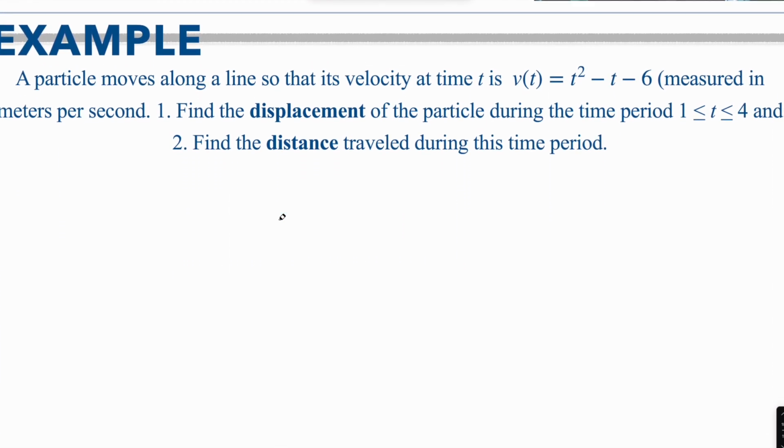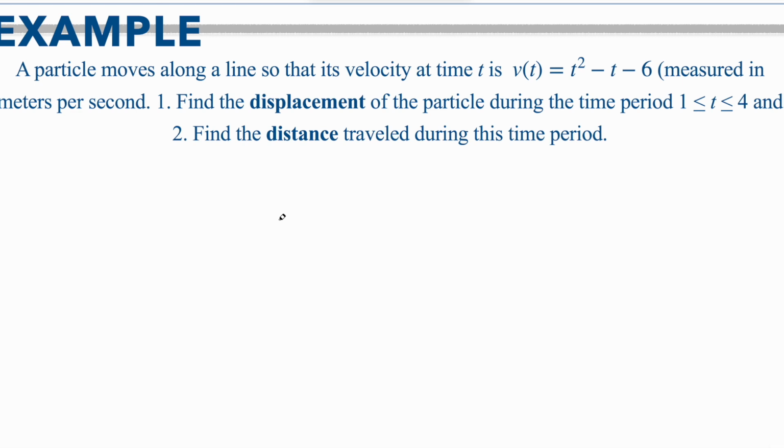So for example, let's say a particle moves along a line so that the velocity is that function and it's measured in meters per second. We want to find the displacement of the particle, and then we want to find the total distance traveled. So first, to find the displacement, we're literally going to find the integral from 1 to 4 of t squared minus t minus 6 dt, because that is the variable that we're taking the derivative of, or the integral of, sorry.